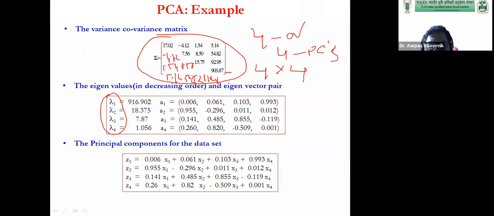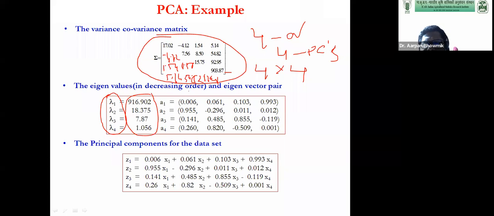Here the highest eigenvalue has been written as lambda 1. It is 916.902 for this data set. The second highest eigenvalue is written as 18.375. The third highest is 7.87, and the fourth one is 1.056. So these eigenvalues are in decreasing order of magnitude: lambda 1 greater than or equal to lambda 2, greater than or equal to lambda 3, greater than or equal to lambda 4, and all of them are greater than or equal to 0.